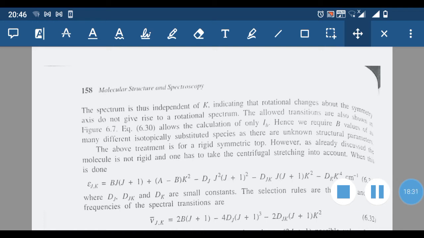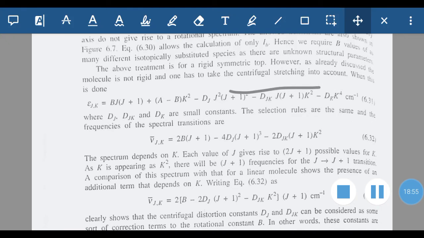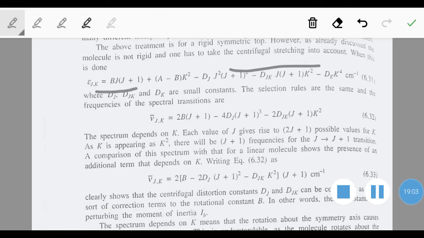So only B values can be determined from the spectrum, and this is the case of a rigid symmetric top molecule. But actually we know that the molecules are not rigid, so the symmetric top molecules are non-rigid molecules. For non-rigid molecules, centrifugal stretching should also be considered, and by considering the centrifugal distortion constant, or centrifugal stretching, we have to modify the expression for epsilon jk as Bj(j+1) + (A - B)k². This is the actual term for a non-rigid molecule.